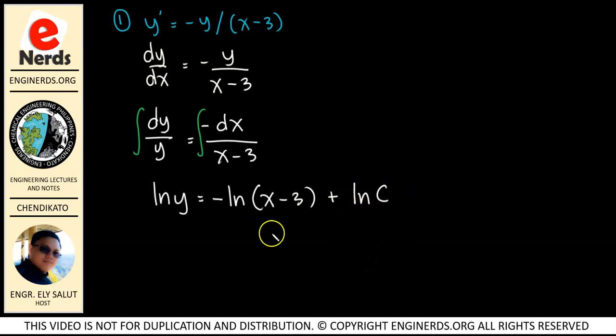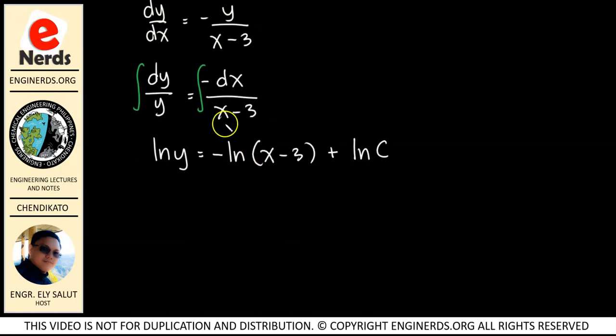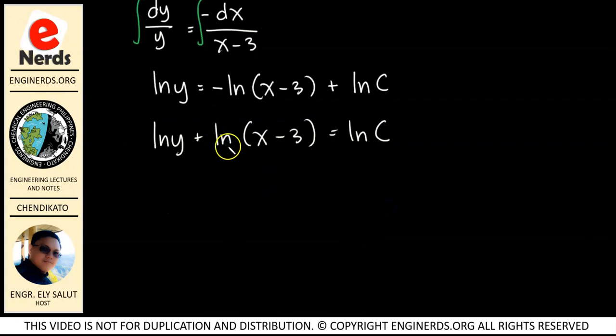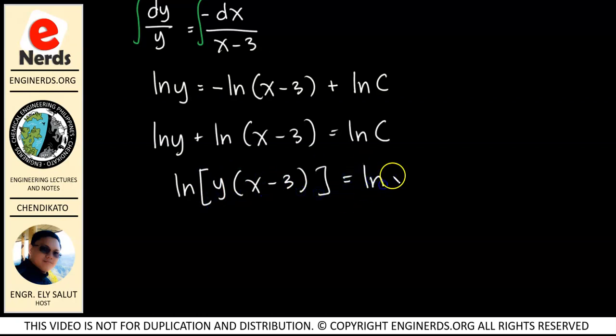Alright? So, para mas mapadali rin yung ating solution, I'm going to transpose itong negative ln x minus 3 sa left side ng ating equation. So, I will have ln y plus ln x minus 3, okay, is equal to ln c. Okay? So now, using our properties of logarithm, we know that this is also equal to ln, which is y times x minus 3, okay, and this is equal to ln c.